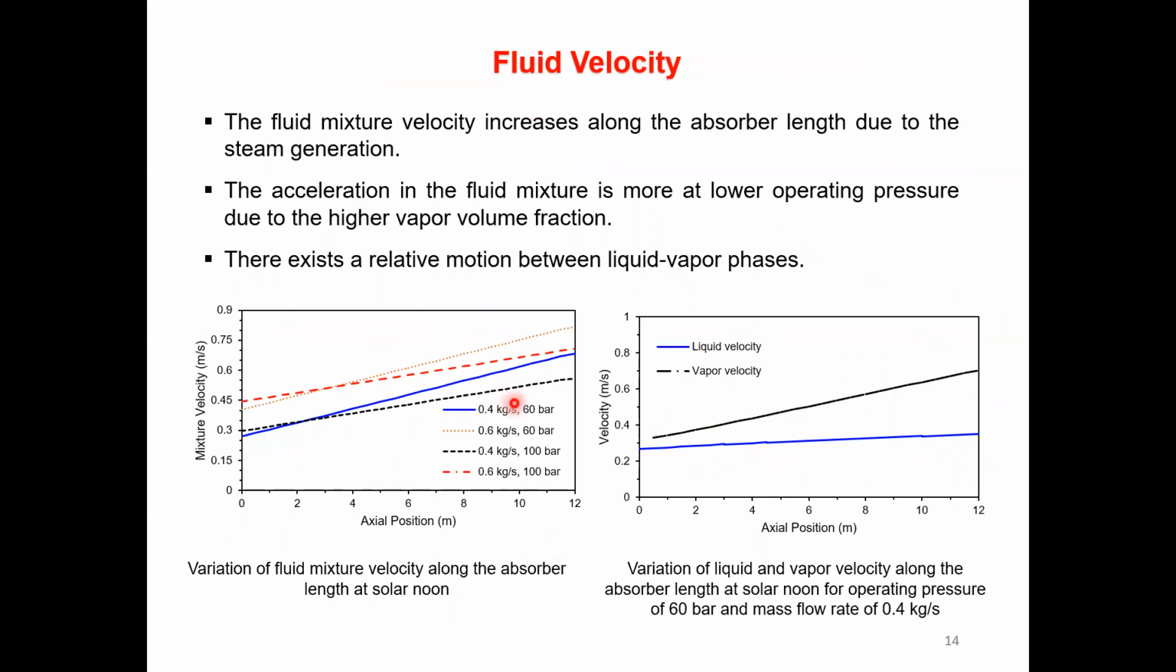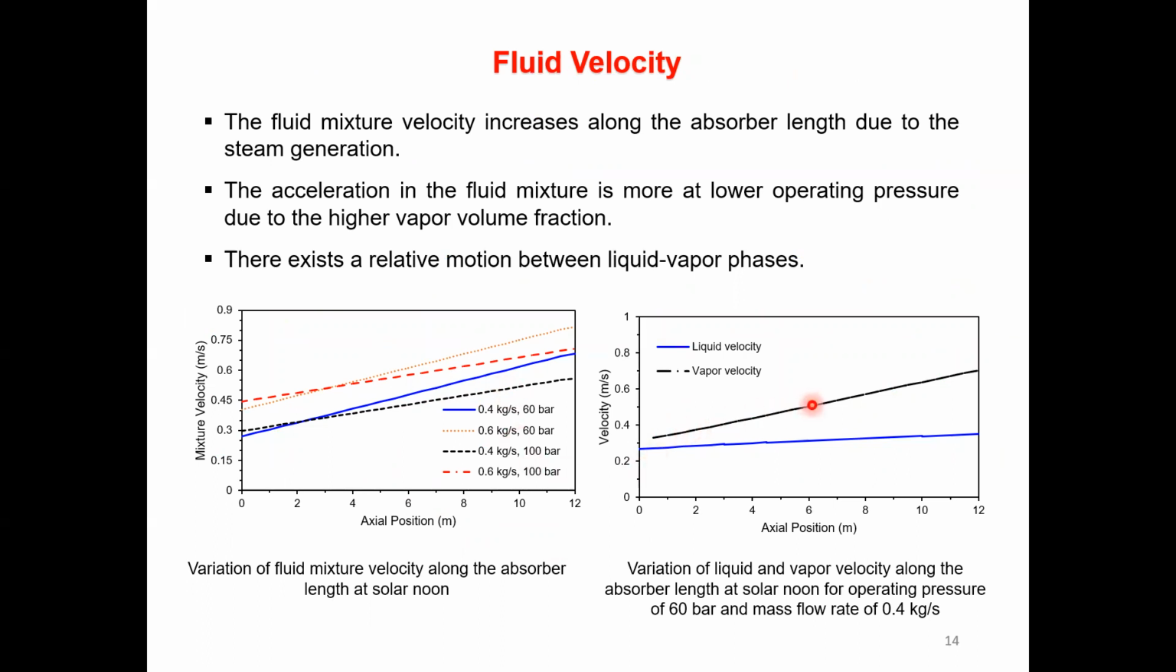This graph shows the variation of fluid mixture velocity along the absorber length. The fluid mixture velocity increases in the flow direction because of phase change or evaporation. It has been found that the acceleration in the fluid mixture is more at lower operating pressure.